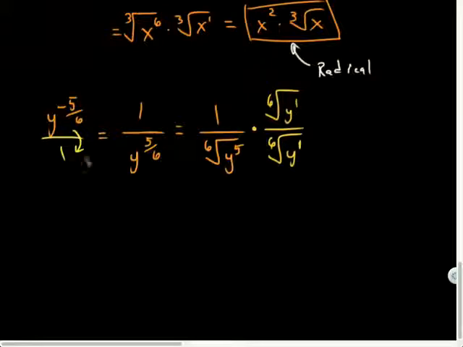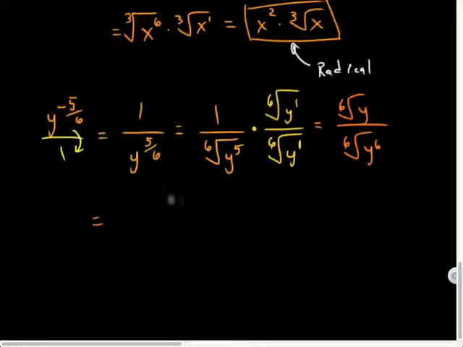1 plus 5 is 6. But 5 plus 13 is also 18, which is divisible by 6, so that also would have worked eventually. So I'd have the 6th root of y over the 6th root of y to the 6th. And actually, I believe, from this point on, we just assume that all of these are positive, so you don't have to worry about it.